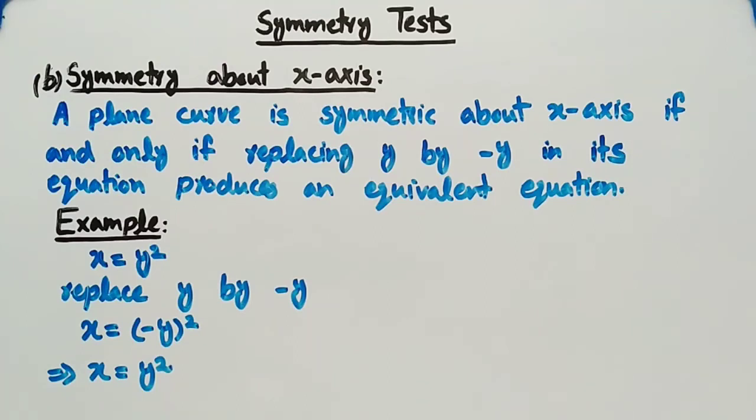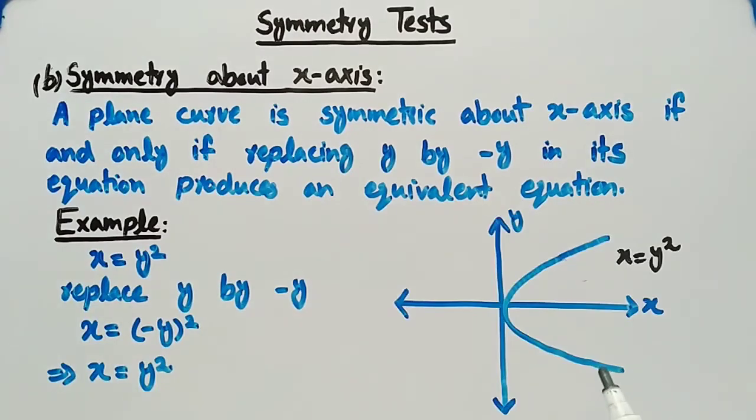In this example, we can see that when we replaced y by minus y, we got the same equation as the original one, which means that the graph of this equation is symmetric about x-axis. Now, if we see the graph of parabola x is equal to y square, we can see that this is x-axis and the behavior of graph on both sides of x-axis is same. So we can say that this curve is symmetric about x-axis.